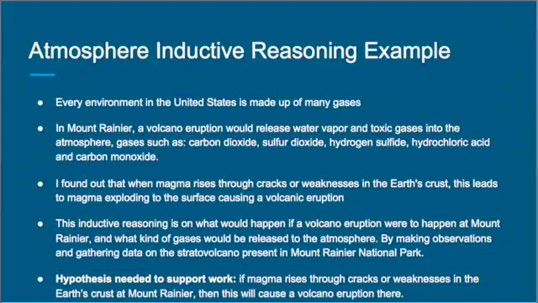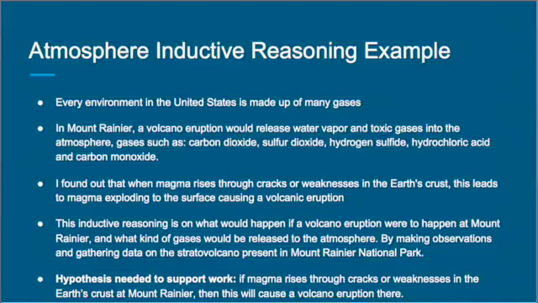I found out that when magma rises through cracks and weaknesses in the Earth's crust, this leads to magma exploding to the surface, causing a volcanic eruption. This inductive reasoning is on what would happen if a volcano eruption were to happen on Mount Rainier and what kind of gases will be released to the atmosphere, by making observations and gathering data on the stratovolcano present at Mount Rainier National Park. Hypotheses needed to support work.